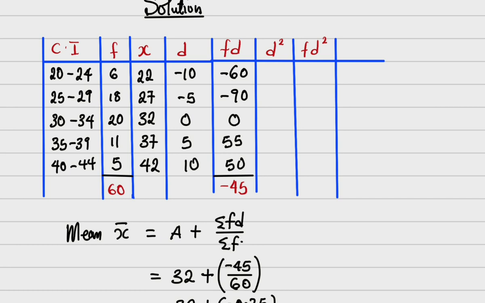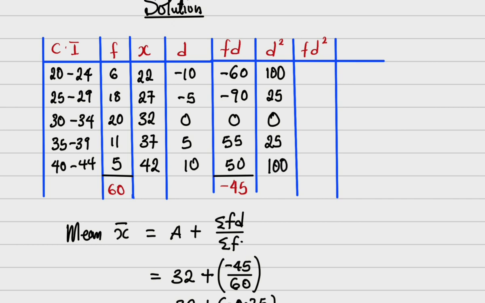Now, d squared is squaring d. Now, minus 10 squared is going to give us 100. Then I have 25 here. Then, of course, 0 squared is 0. 5 squared is 25. Then the last I have 100.